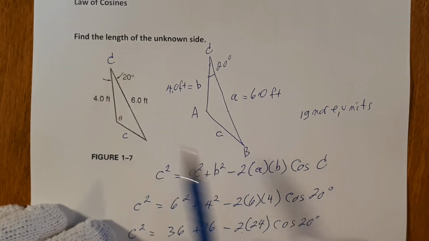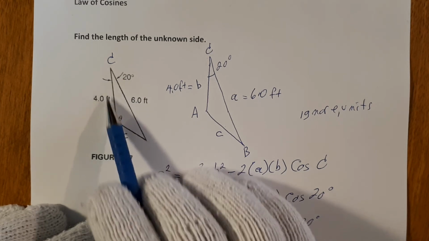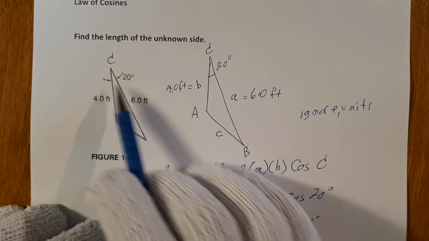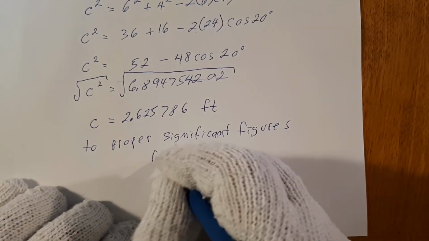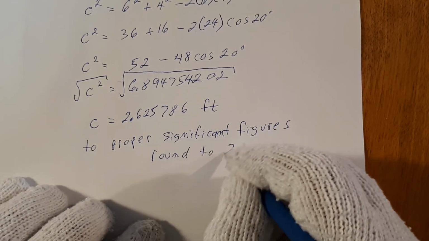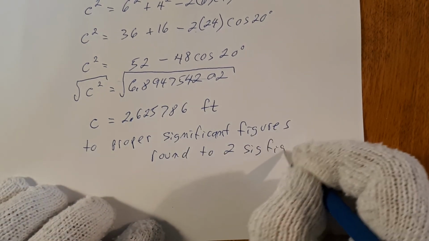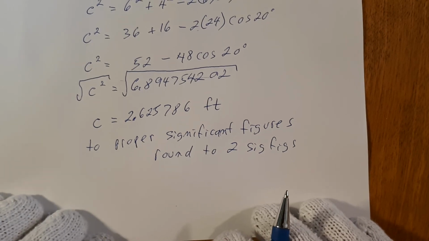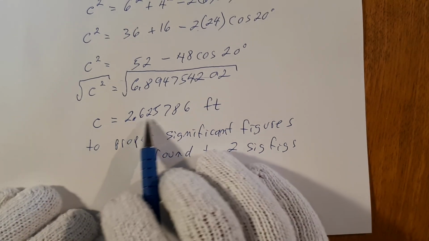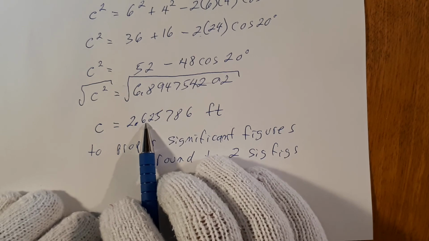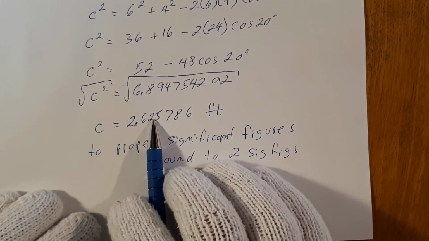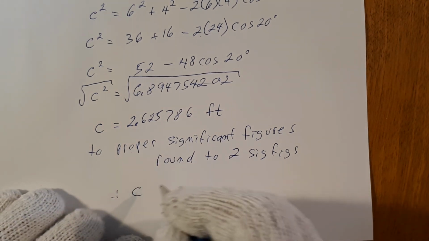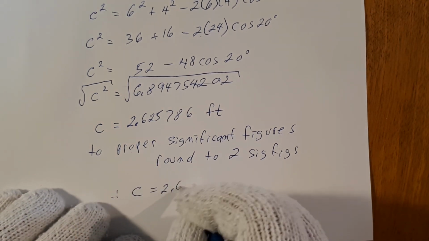Therefore, the final answer cannot be any greater than the least significant figure in our word problem. In this case, it's just 2. So we have to round this to 2 significant figures. Round to 2 sig figs. And we just simply use less than 5 round down, greater than 5 round up. So here's our two digits, 2 and 6. This next digit is less than 5, so we simply round down. Therefore, the length C is equal to 2.6 feet.